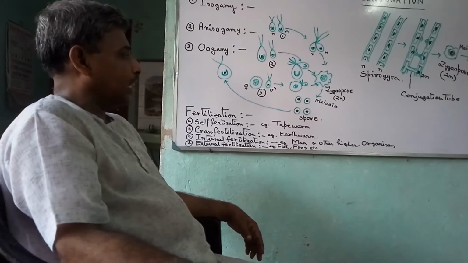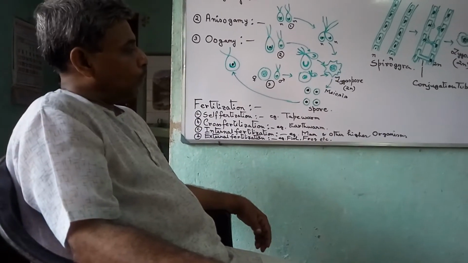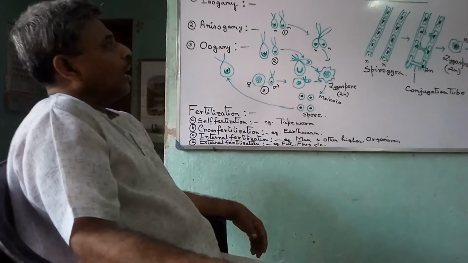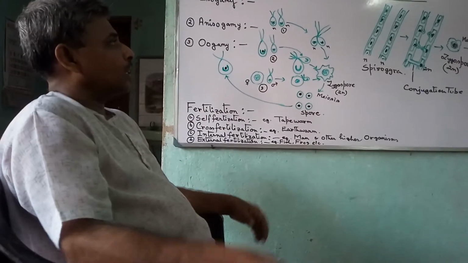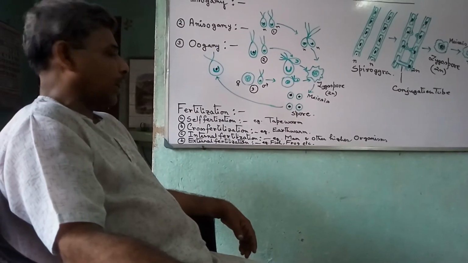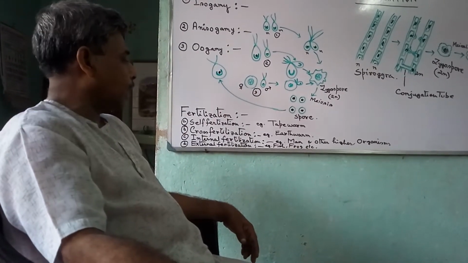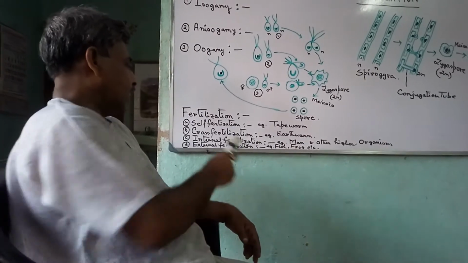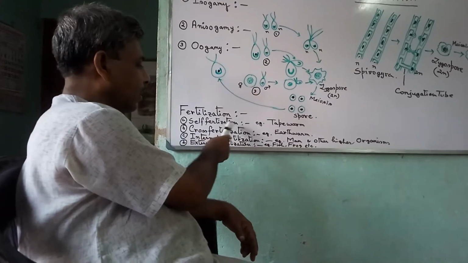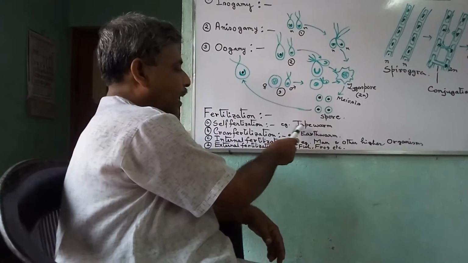Right now we are coming to the process of fertilization. Sexual reproduction in higher organisms is basically called fertilization, where the fusion of the male and female gametes, that is the fusion of sperm and ovum, occurs. Fertilization is of various types. Self-fertilization, where the union of the two gametes occurs within the same body, as we are seeing, as it is occurring in case of tapeworm.